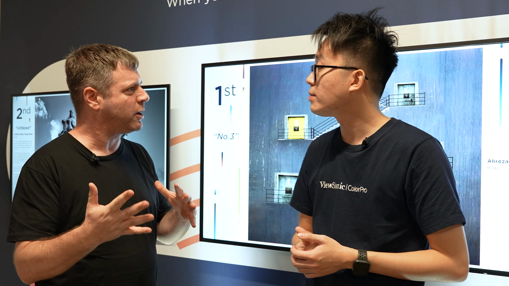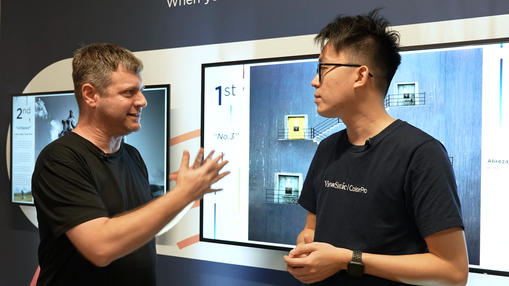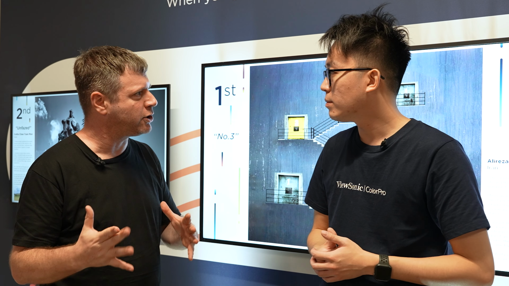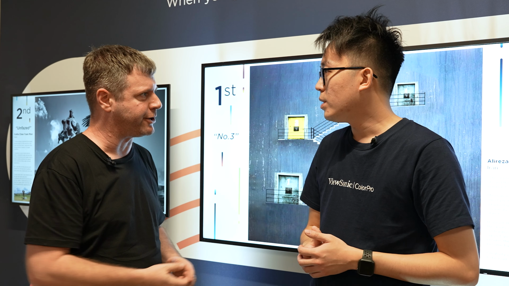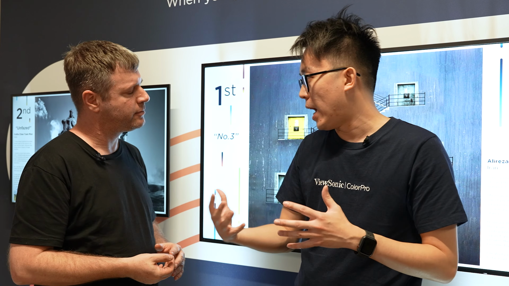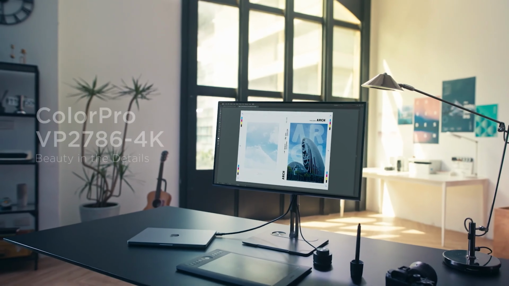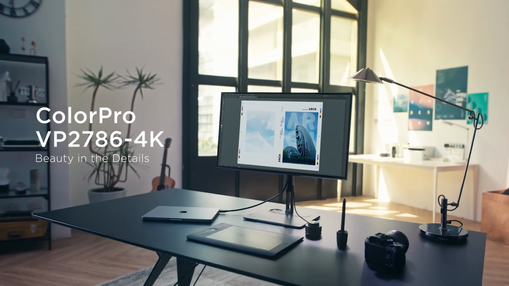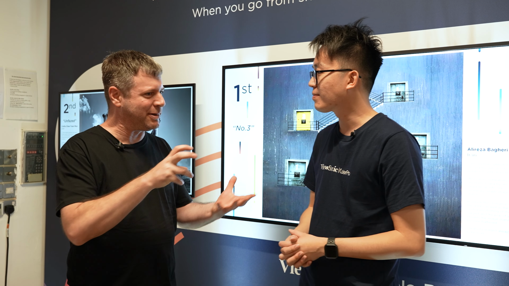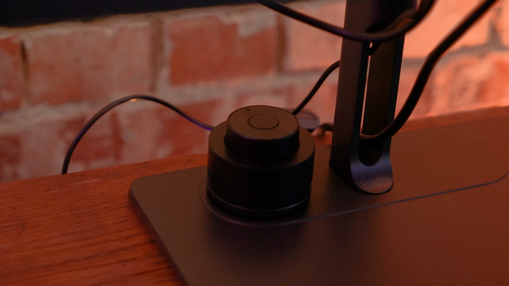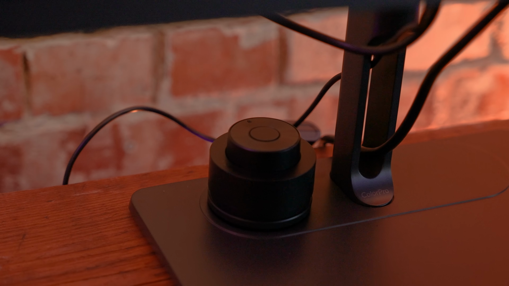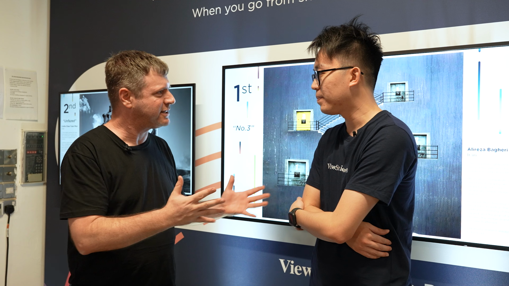And what about if I'm doing stills or design? Is that the same monitor, or would I be looking for a different one? Working more on still images or photography, we recommend the 86 series, which is 4K and has a better color gamut. I saw a black wheel thingy. I know it relates to color calibration. What does that thing do?